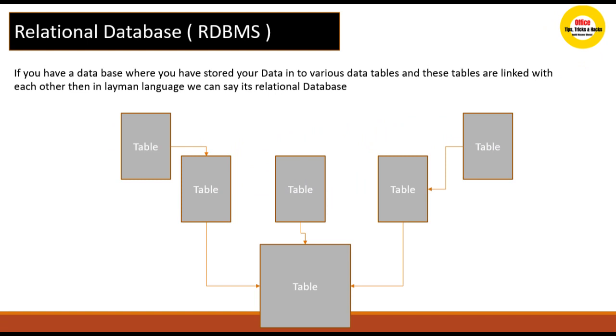In simple words, if we keep our data into various tables and these tables are linked to each other, then in this case our database is a relational database. The link is also known as relationship. In the diagram below you can see various blocks. Each block represents a table and all these tables are linked, so this picture is representing a relational database. When we keep our data in tables, each column is called a field and each row is called a record. Let's take a closer look.